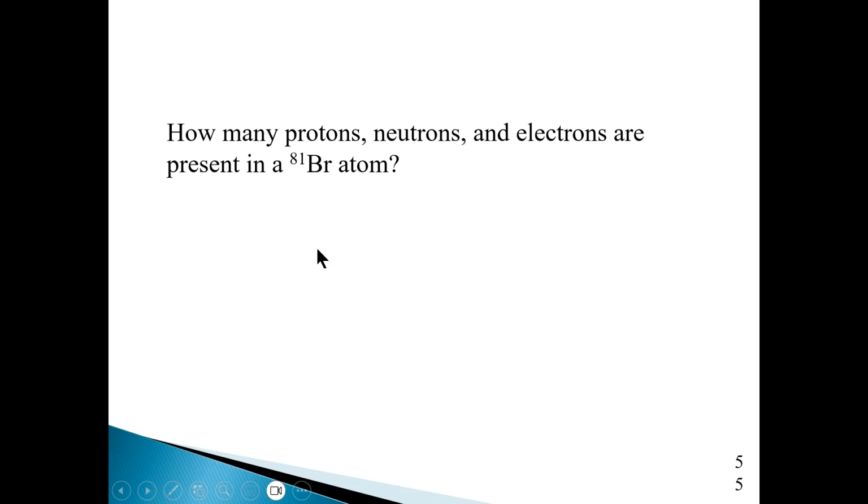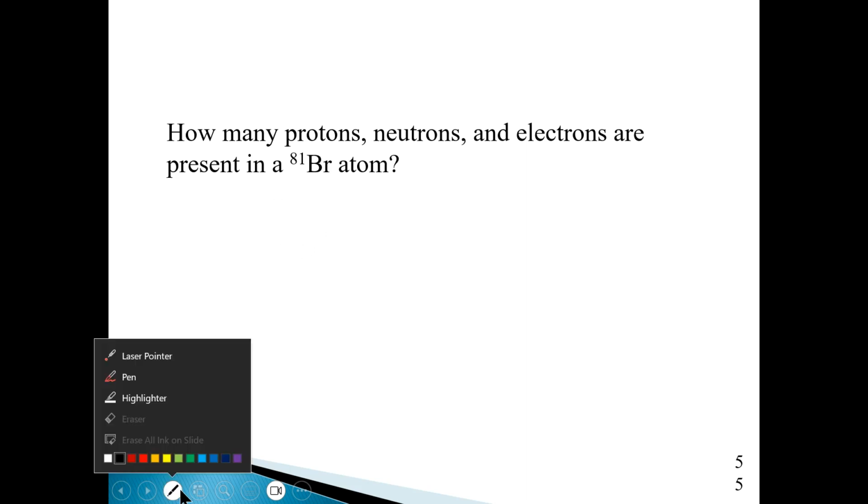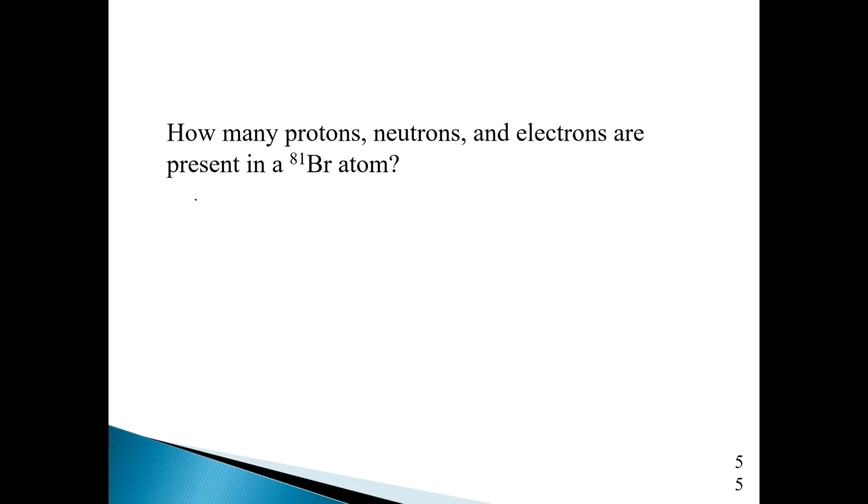Okay, so based on what we have just talked about, we should be able to answer this question here. So this question is asking how many protons, neutrons, and electrons are present in a bromine 81 atom. All right. Now, in this case, they did not indicate clearly the atomic number. So you can look that up in the periodic table, because remember, each element has its own unique atomic number. So if you go to the periodic table and look up the atomic number of bromine, you'll see that the atomic number is equal to 35.